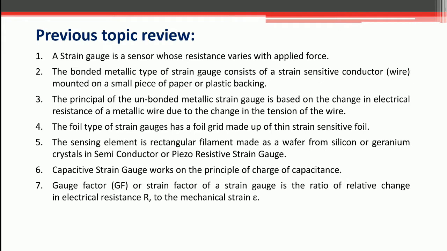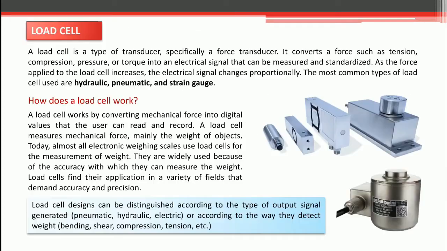We have also discussed different types of strain gauge like bonded strain gauge, unbonded strain gauge, foil type strain gauge, capacitive strain gauge. Now in this video we are going to discuss another type of strain gauge, that is the strain gauge load cell, which falls under the section of load cells. We already discussed the gauge factor or strain factor, which is nothing but the ratio of relative change in electrical resistance to the mechanical strain. So now we are going to move on to our current topic, that is the load cell.